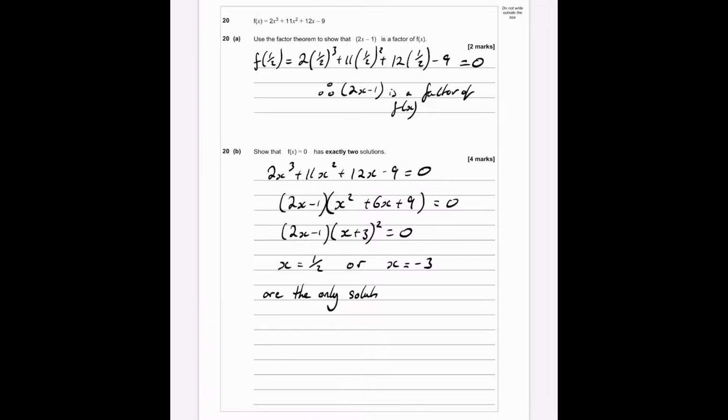So those are the only two solutions, and therefore to answer the question directly, we have shown that there are exactly two solutions, and those are x equals a half and x equals negative 3. There are no others.